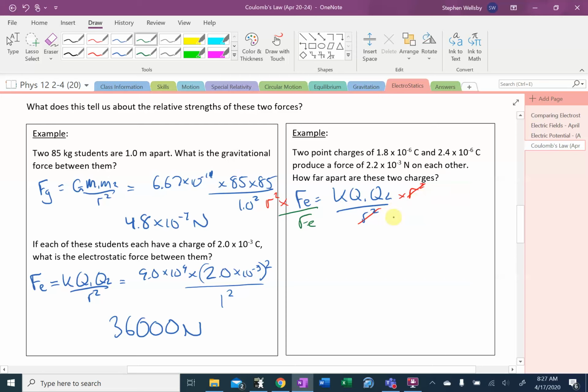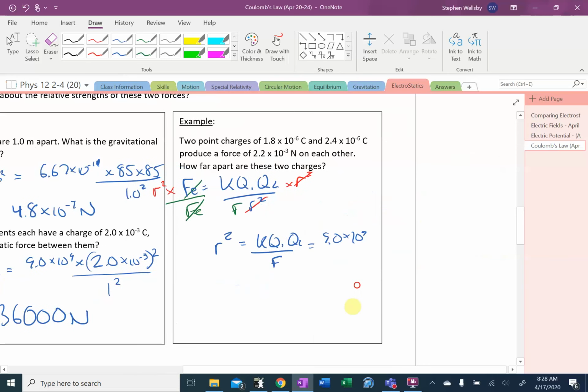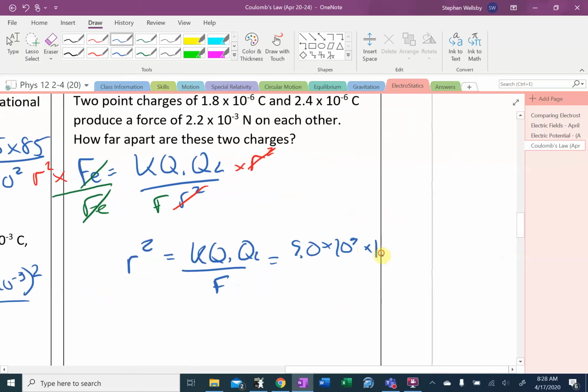Actually, I'm just going to put it underneath here, so divide by the force. That way these are going to cancel out, and this is what I have here. R squared equals K Q1 Q2 over F. This is going to equal 9.0 times 10 to the 9, multiplied by 1.8 times 10 to the minus 6 and by 2.4 times 10 to the minus 6, and divided by the force, which is 2.2 times 10 to the minus 3 newtons.